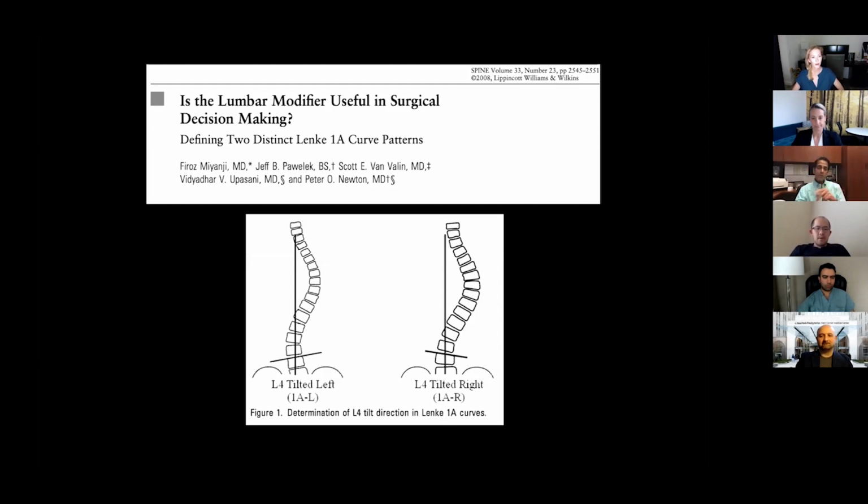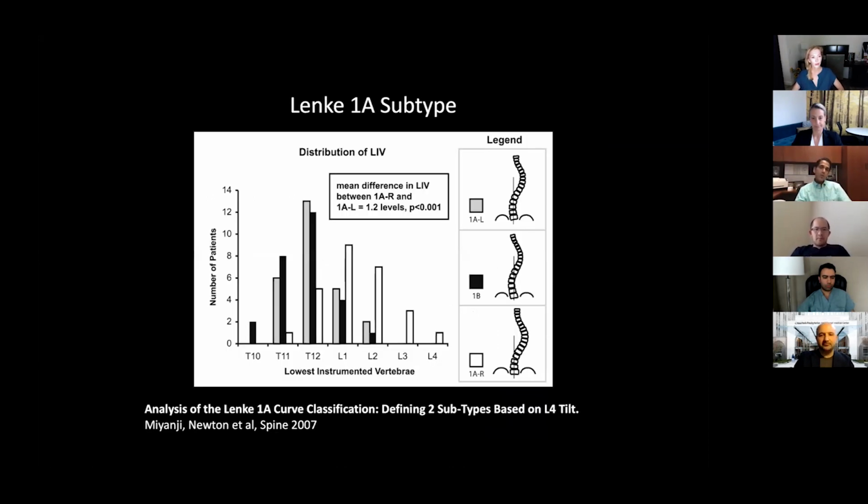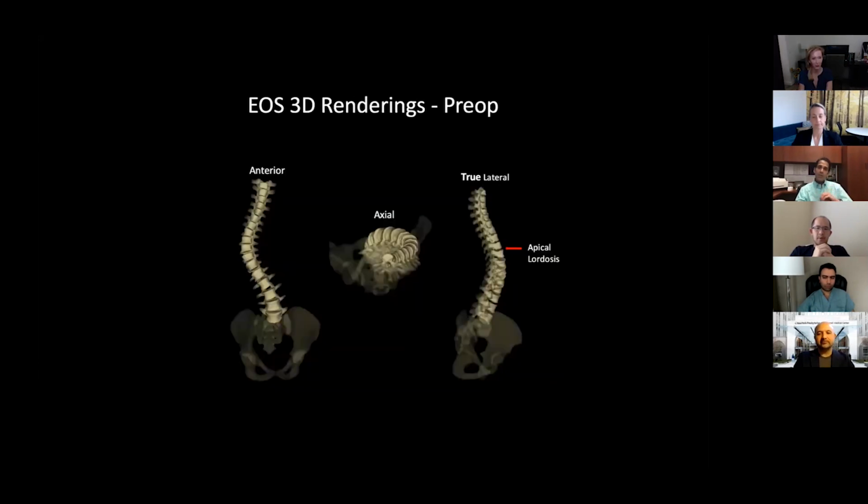And this is a very important concept and a mistake you don't want to make. And what this shows you is for the 1AR curves, the fusion level has to go more distal when you're in doubt to protect that patient from adding on later and getting a trunk shift.